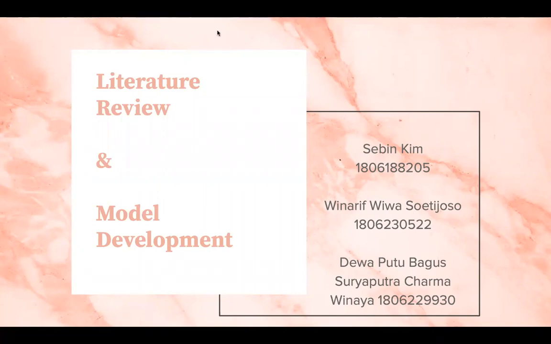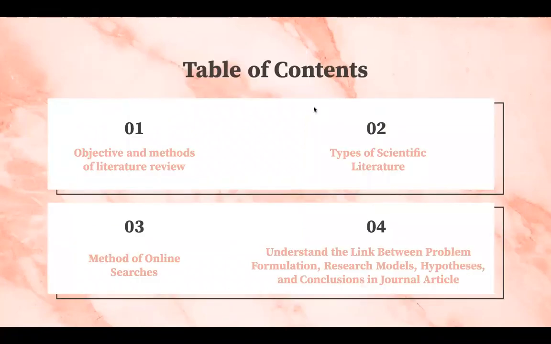Our group has 3 members, including me, Sevin Kim, Winarif, and Bagus. So we are going to explain 4 subtopics, including the objective and method of literature review, and types of scientific literature. And the third one is the method of online searches. And the last one is understanding the link between problem formulations, research models, hypotheses, and conclusions in journal articles.